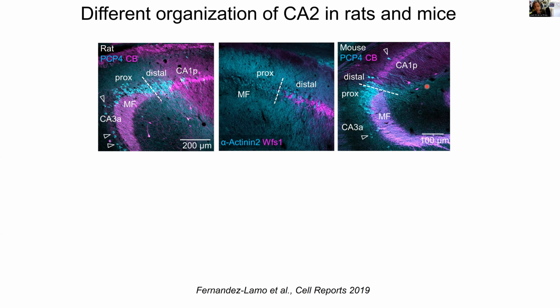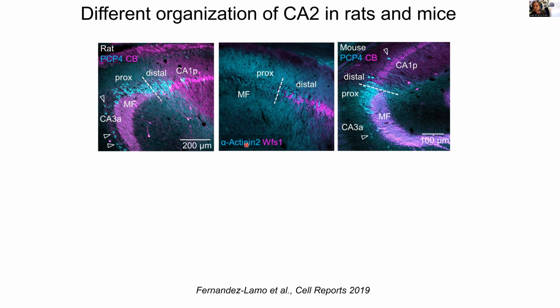but also it could be some heterogeneity in the organization of the CA3 at the distal regions. But then when you confronted this with the mouse, as you see, most of the CA2 region in mouse is innervated by the proximal. The proximal CA2 region in mouse is innervated by the dentate gyrus, and the tip of the mossy fibers can be defined here, and very few PCP4 cells are located distally from there. So we started suspecting that there were some differences between species.